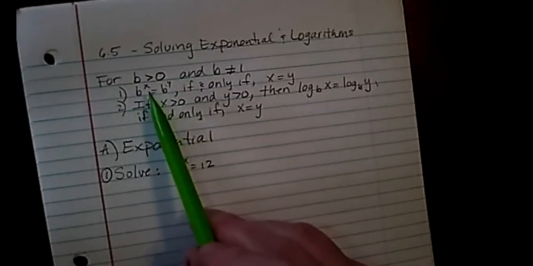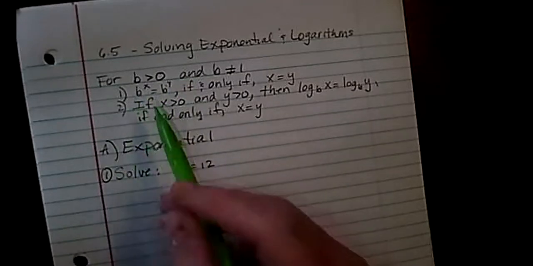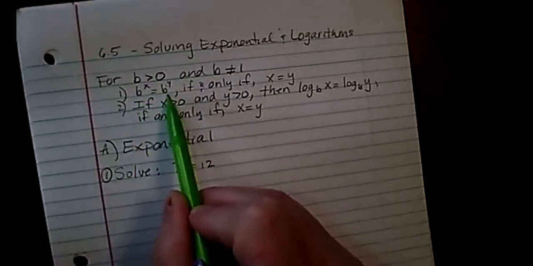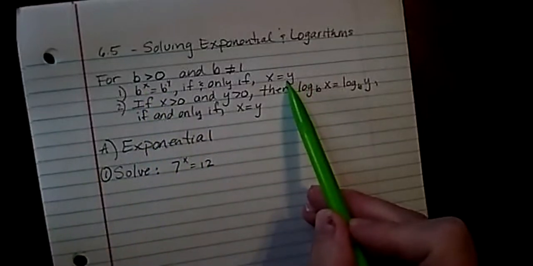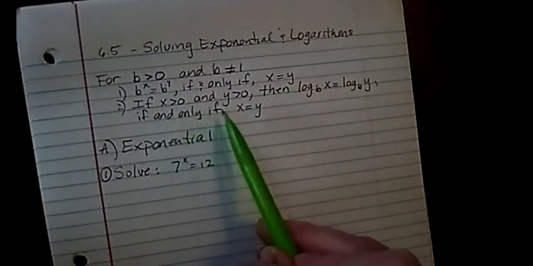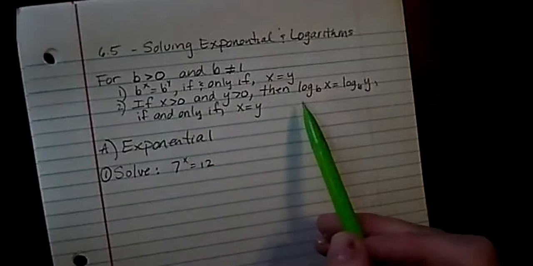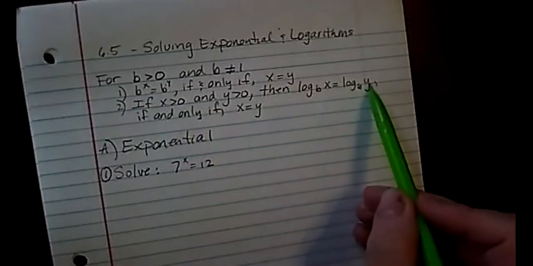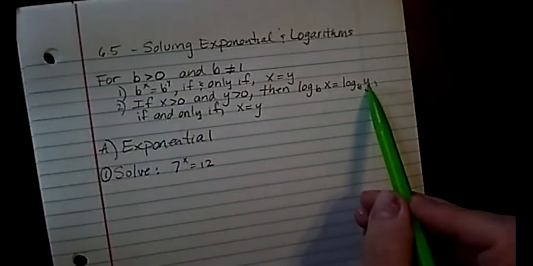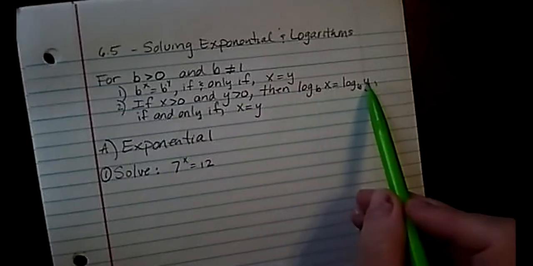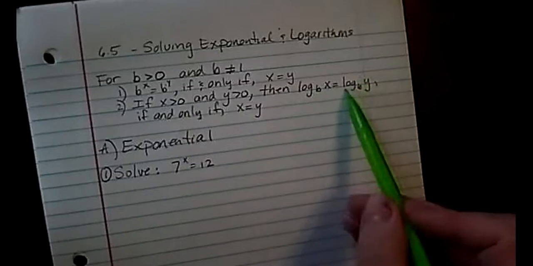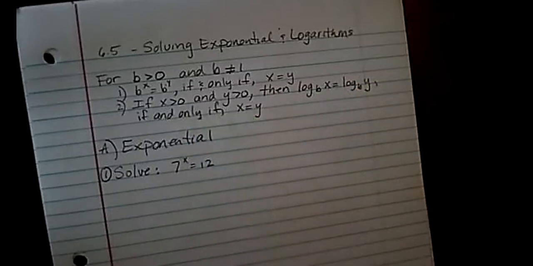But we already talked about this exponential rule. When these bases are the same, then x is going to equal y. I can claim x equals y if the bases are the same. Kind of the same thing here with the logs. If x and y are positive, so these two numbers can't be negative, then if I have log b of x equals log b of y, I can pretty much cancel out these log b's and have x equals y.